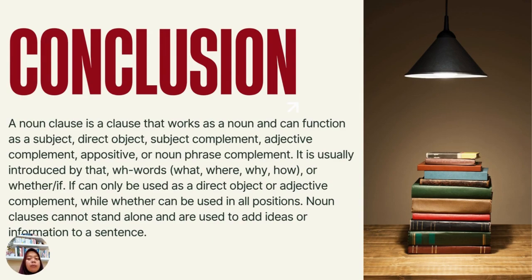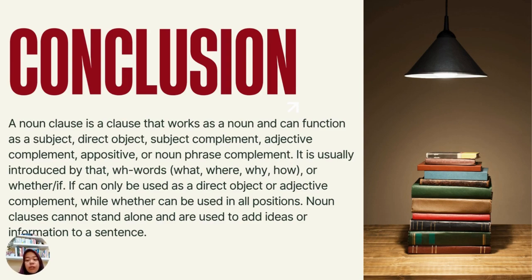And now let's wrap up everything we have learned about noun clauses. In conclusion, a noun clause is a group of words with a subject and verb that works like a single noun in a sentence. Its main jobs are to act as a subject, verb object, subject complement, adjective complement, appositive, or a noun phrase complement. We can usually spot them because they start with the word that, or a WH word like what, where, or why, and so on. The clause can also start with whether or if.